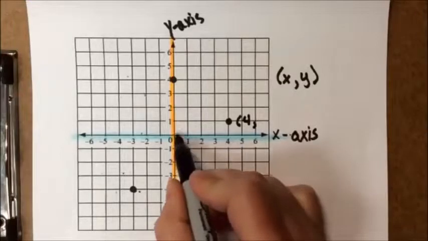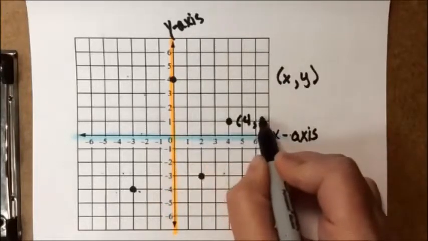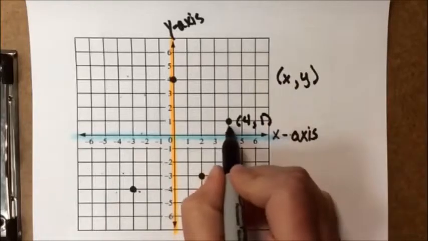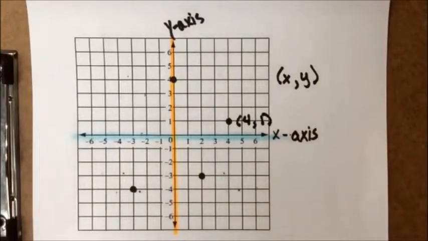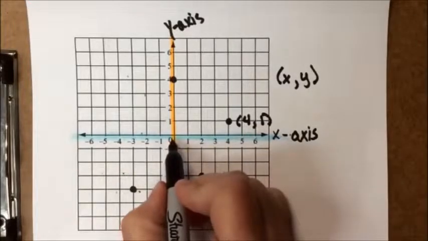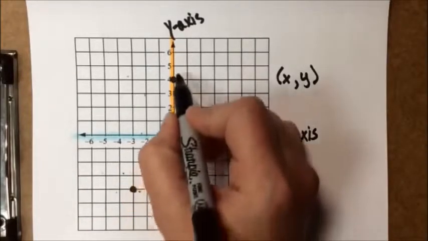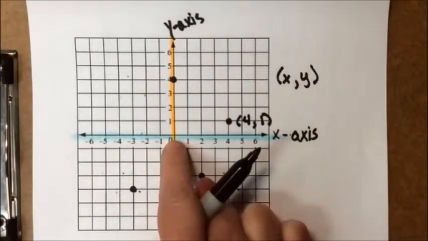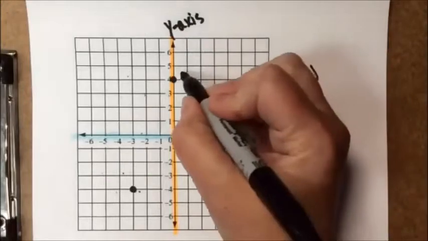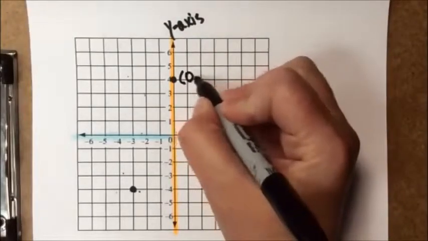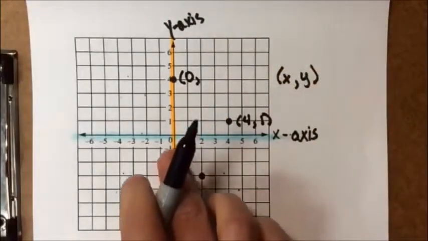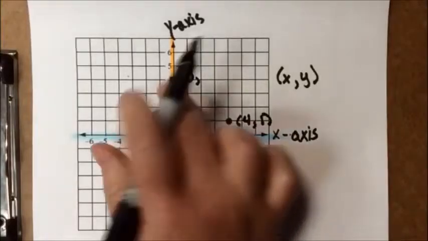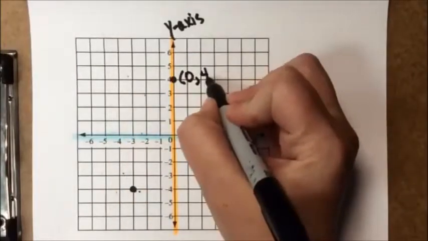That's my ordered pair for this point. Now on this y-axis, I notice that my next point is right on the y-axis, so I don't have to move left or right at all. So my x coordinate is going to be 0, and my y coordinate, because I'm going to move up 4 to find my point, is going to be a positive 4.